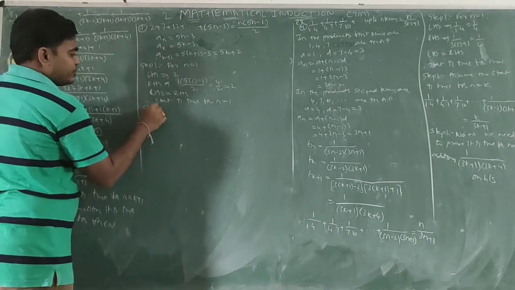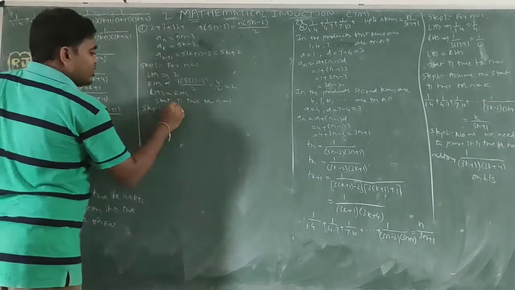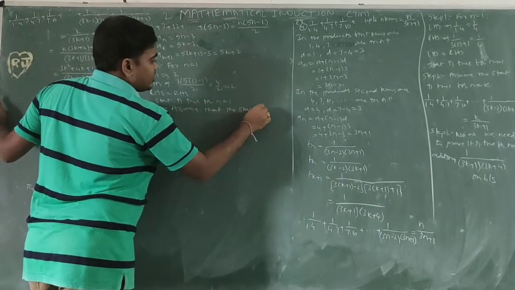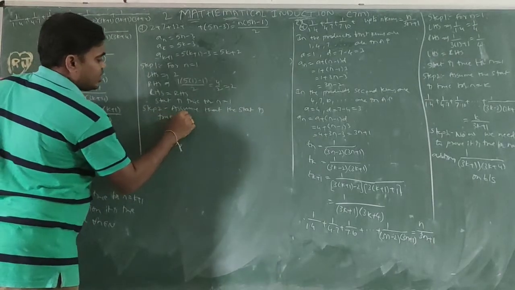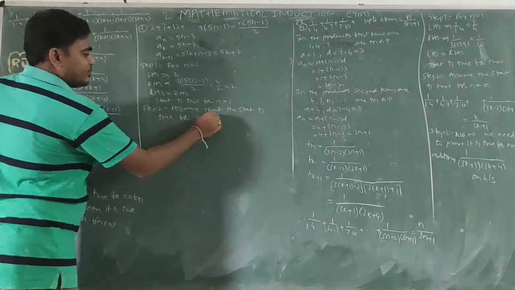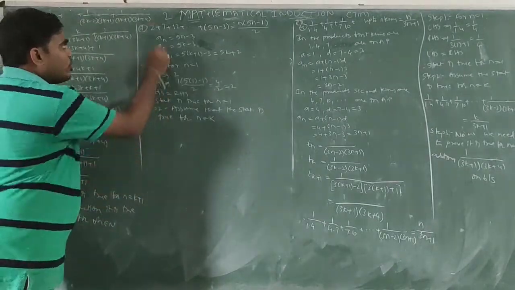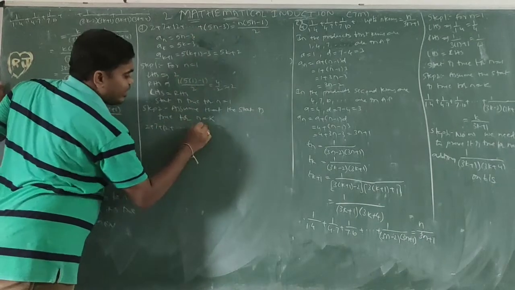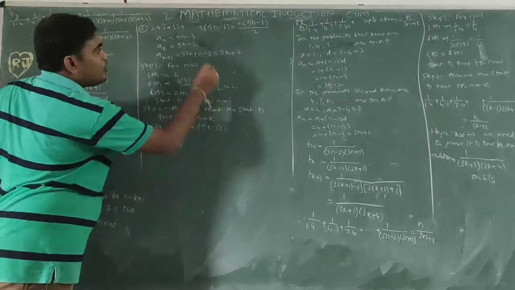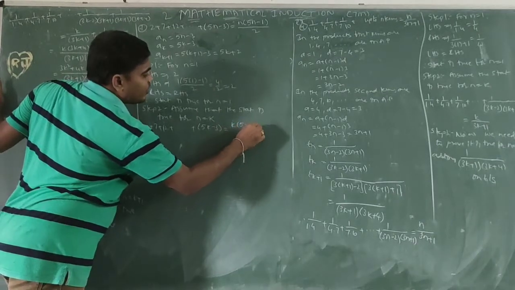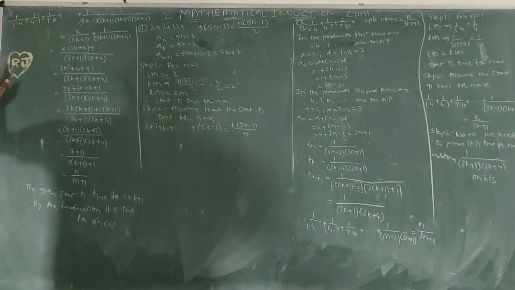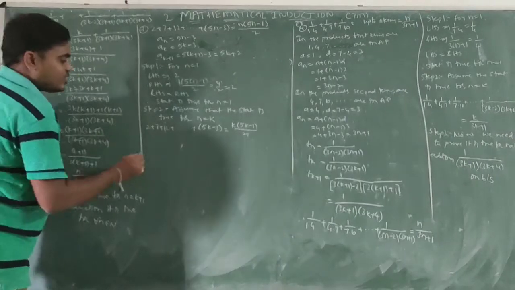Next, step 2. Assume that the statement is true for n equal to k. So 2 plus 7 plus 12 plus up to so on 5k minus 3 equal to k of 5k minus 1 by 2. Now step 3.